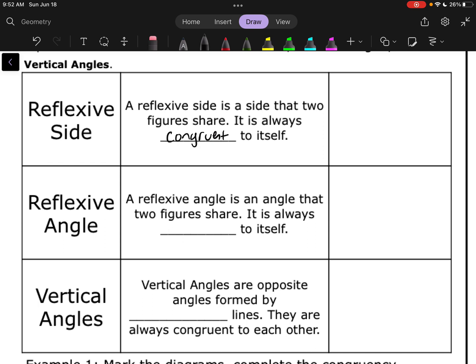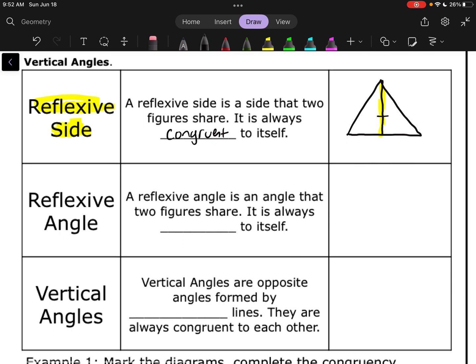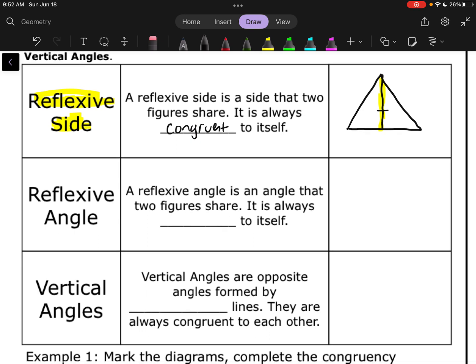So when we're going to be on the lookout for these 3 congruent things, one thing that we can always mark is called the reflexive side. And what we just said is that it's a side that 2 figures share. So if we see these 2 triangles sharing that side in the middle, we get to mark it. That's going to count as one of our congruent things. One of our 3 congruent things we need to find.